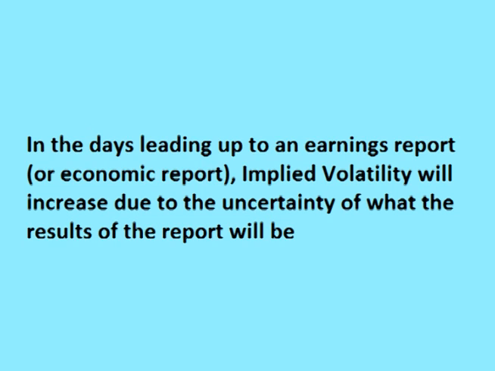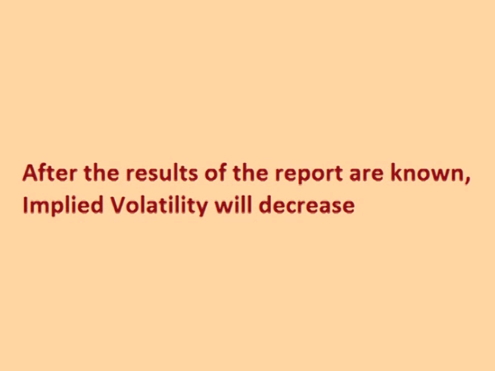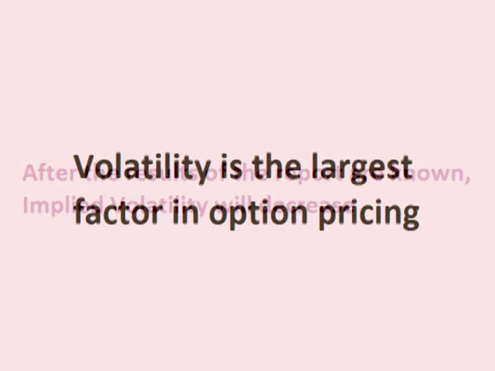Implied volatility is affected by things like upcoming earnings reports and upcoming economic announcements. For instance, in the days leading up to an earnings report, implied volatility will increase due to the uncertainty of what the results of the report will be. And after the earnings are announced and the results are known, implied volatility will decrease.